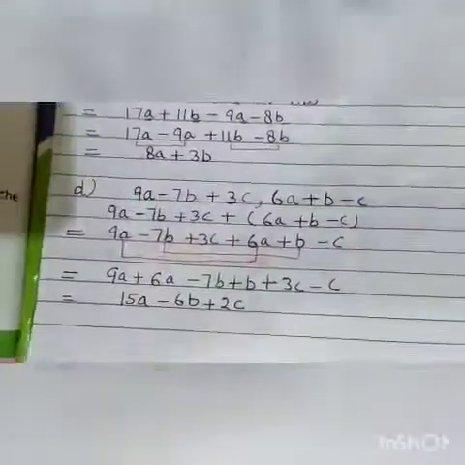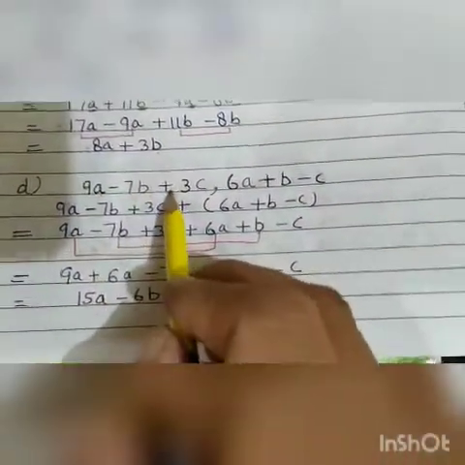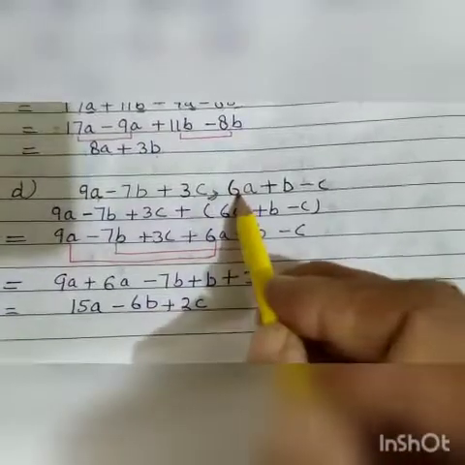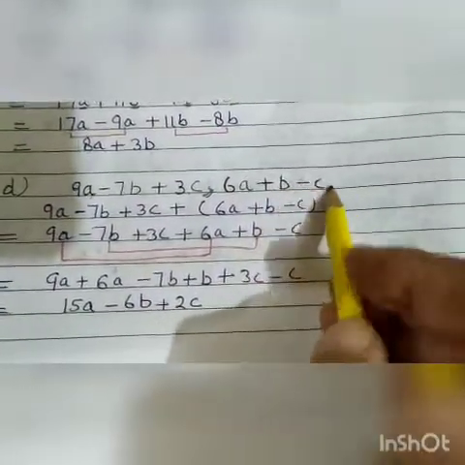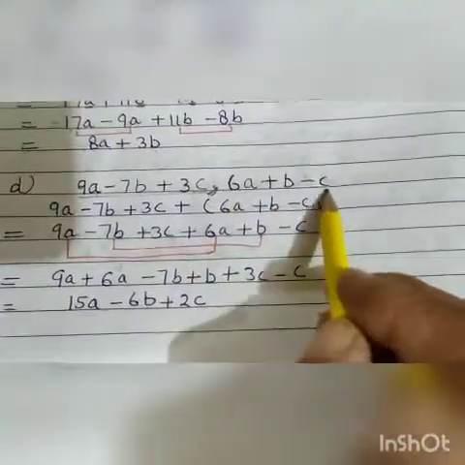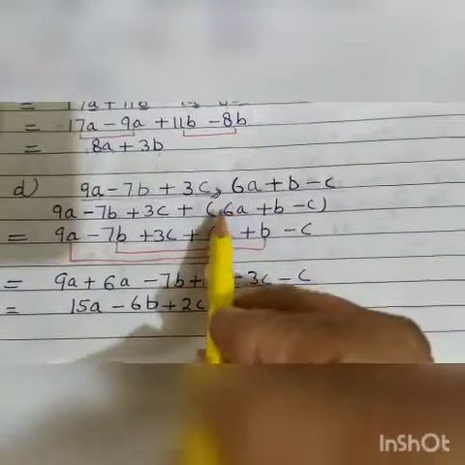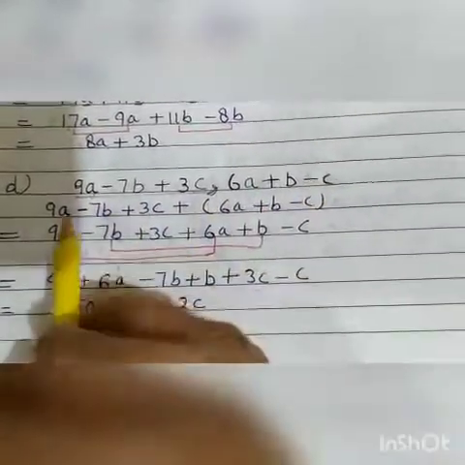Come to D part. 9a minus 7b plus 3c, comma, 6a plus b minus c. Again, this is the first expression and this is the second expression. So first we will put the plus sign between these two expressions.